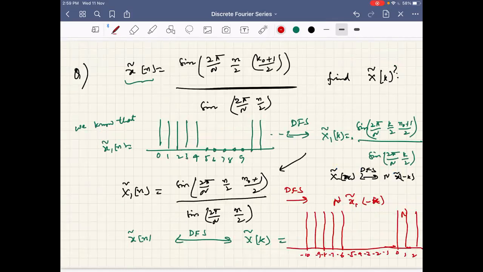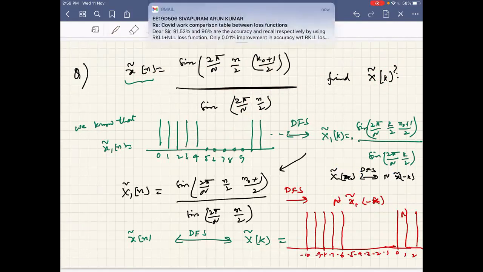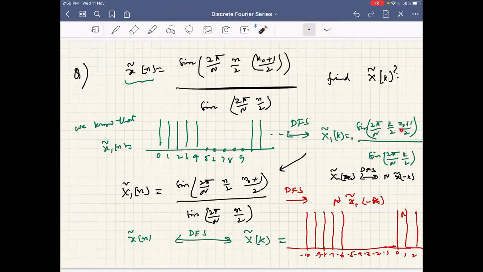Assume that we have x tilde of n as a discrete sinc. The question is to find x tilde of k. What we know is that if x tilde of n is the rectangular sequence in the time domain, the DFS is a discrete sinc. Now, if we have a discrete sinc in the time domain, what is x tilde of k? Will this be exactly equal to this? We will not be able to say that in general.